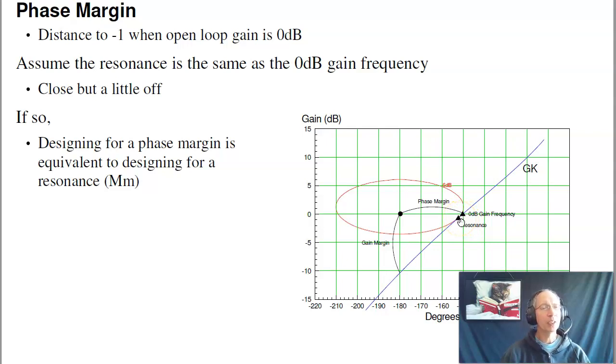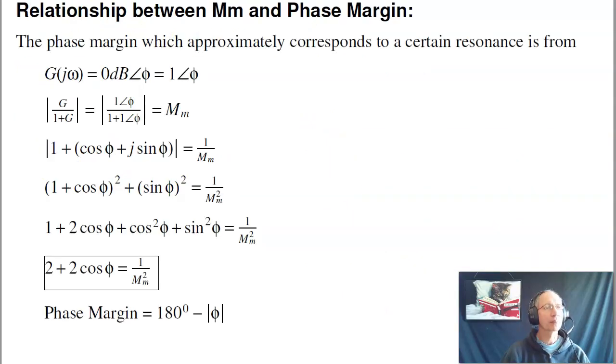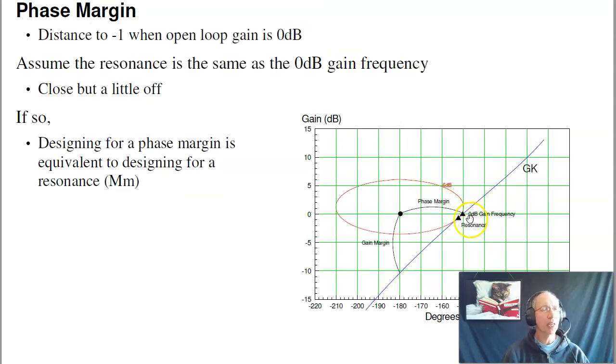The best way to do it, of course, is the hardest. You design for a resonance like using a Nichols chart. That's the most accurate, but again, harder way to do it. So to design for a phase margin, I have to be able to relate phase margin to resonance. The assumption is that I'm going to have the resonance right here.